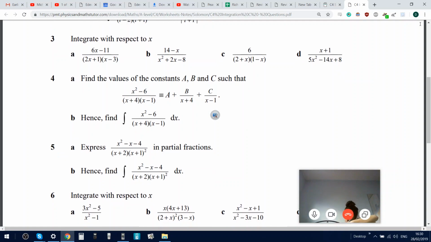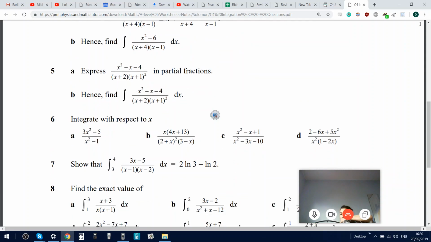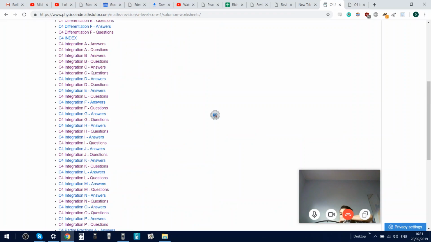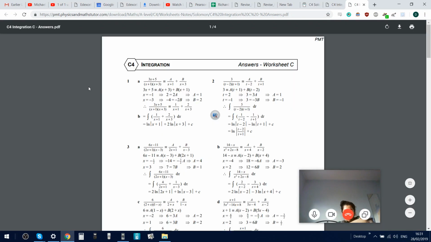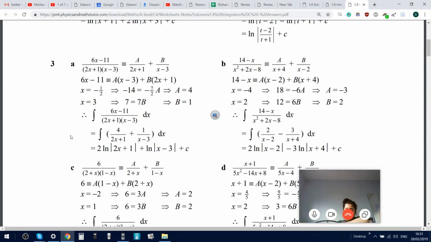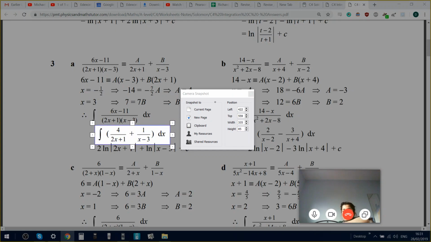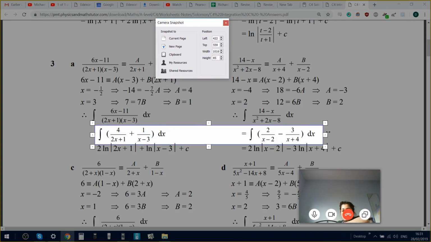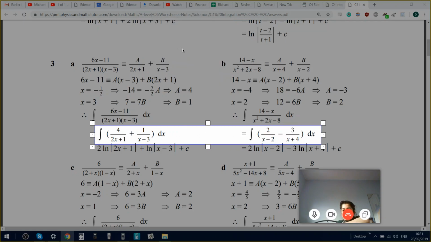Those are fine. Integrate with respect to x. I'm just going to use the answers rather than doing the partial fractions bit. So worksheet C, answers. So question 2 in 4. Okay, I'll just take in a few of these. So that's that one. Okay.